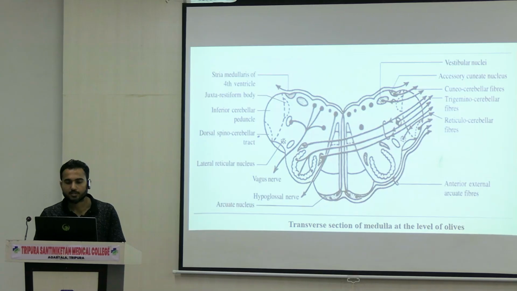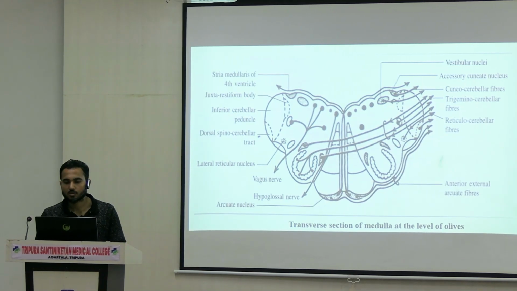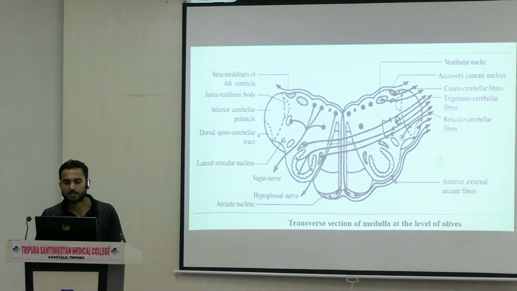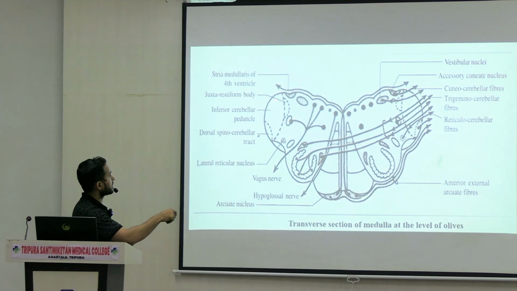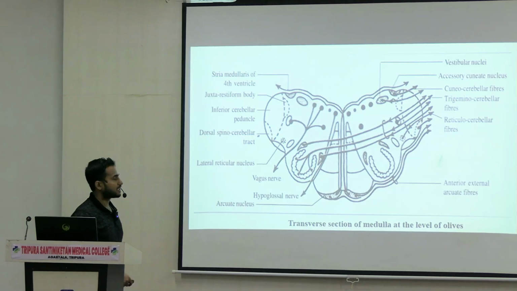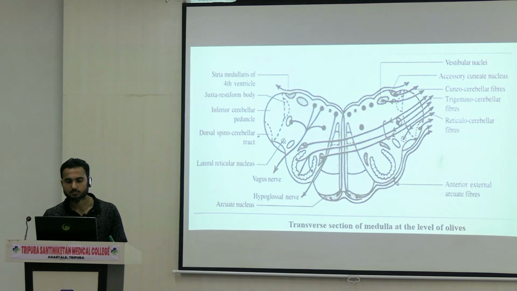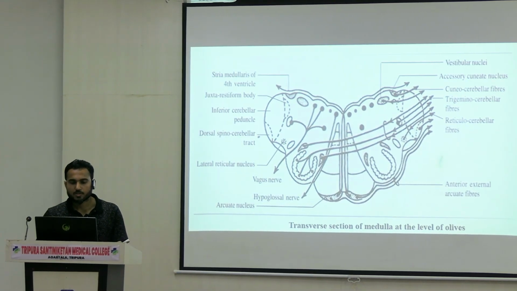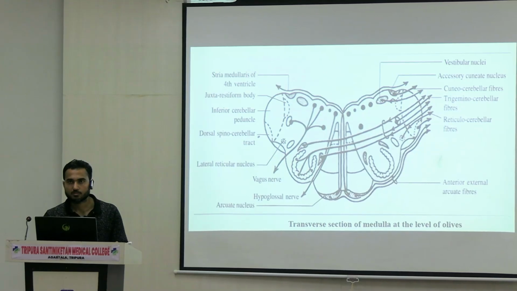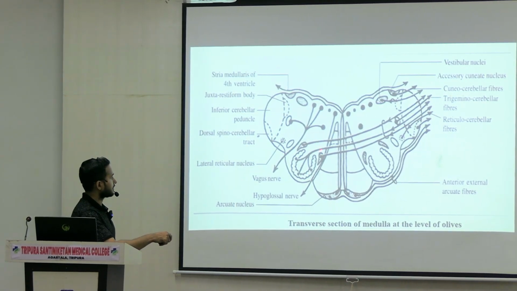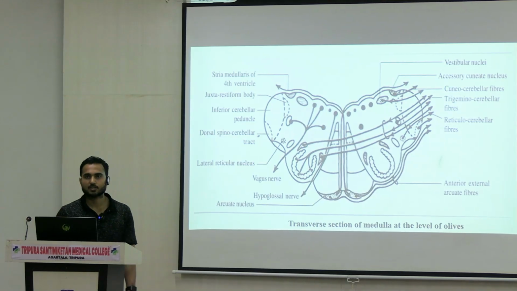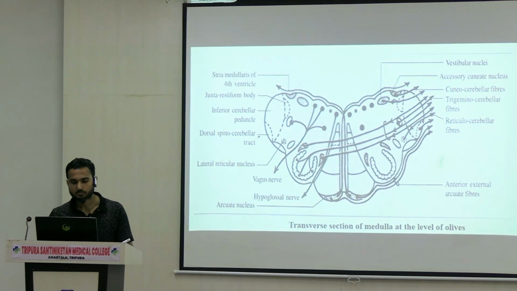So the inferior cerebellar peduncle occupies the posterior lateral part of the fourth ventricle. This is the fourth ventricle, and in its posterior lateral part you can see the inferior cerebellar peduncles. Now olivocerebellar fibers are seen. These are the olivocerebellar fibers, which are going as climbing fibers.